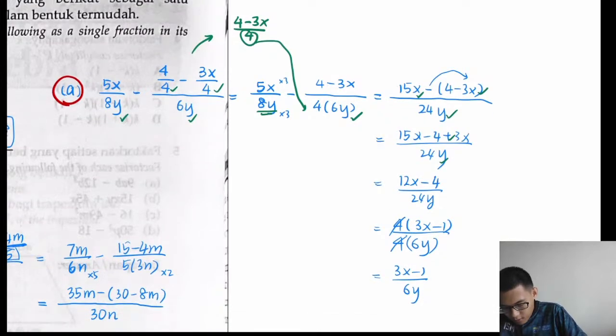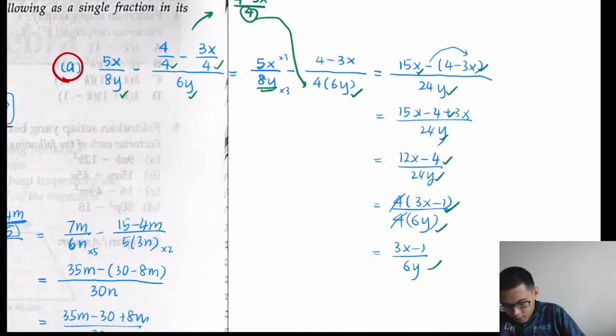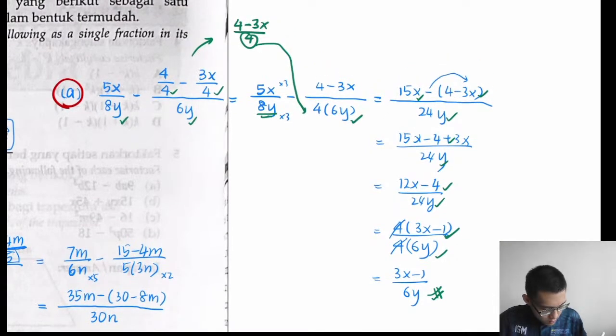So I have 12 minus 4 over 24y. This one can actually be factorized out, we have a factor of 4, so now I can find out the answer. No, not wrong. So I check again for this one. Okay, 8 3 24, right?